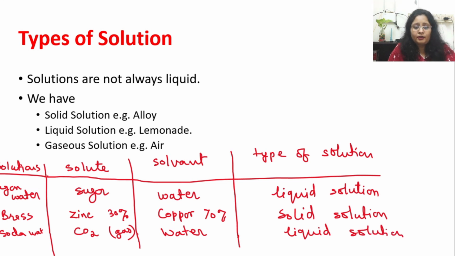One more I have is air. Air has oxygen, which is 21%, and nitrogen, which is almost 78%. So oxygen is solute and nitrogen is solvent, and the remaining 1 or 2% is some other gases that will also come under the solute portion. So the mixture has gas as a solute and gas as a solvent, and the solution we get is called a gaseous solution.